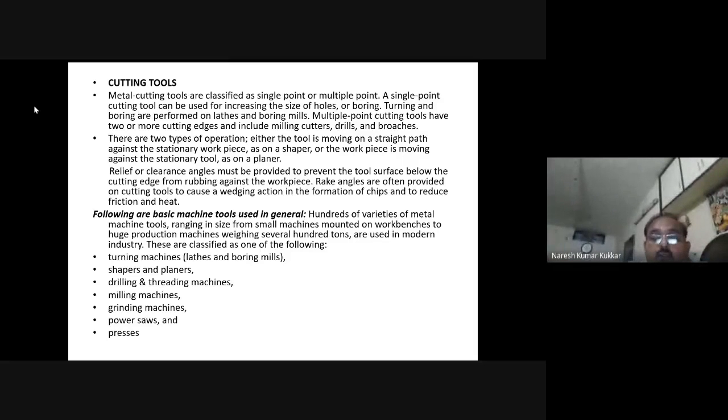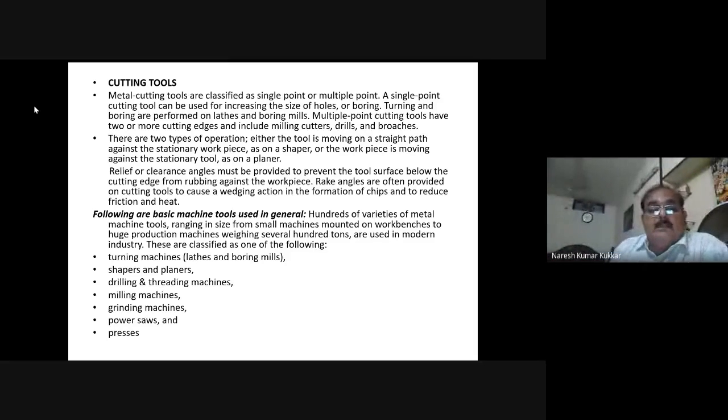Following are the basic machine tools used in general. Hundreds of varieties of metal machine tools, ranging in size from small machines mounted on workbenches to huge production machines weighing several hundred tons, are used in modern industries. We will discuss them one by one. One is turning machines, like lathes, boring machines and boring mills, shapers and planers, drilling and threading machines, milling machines, grinding machines, power saws, and presses.